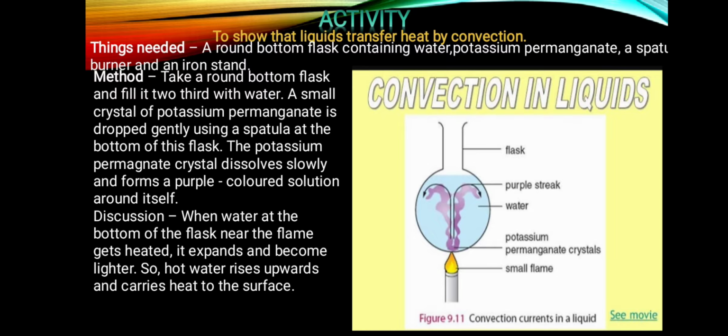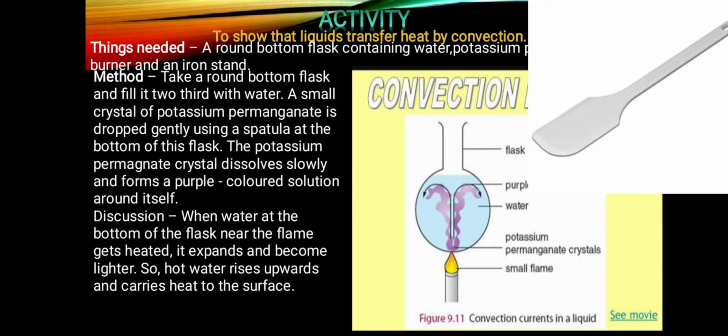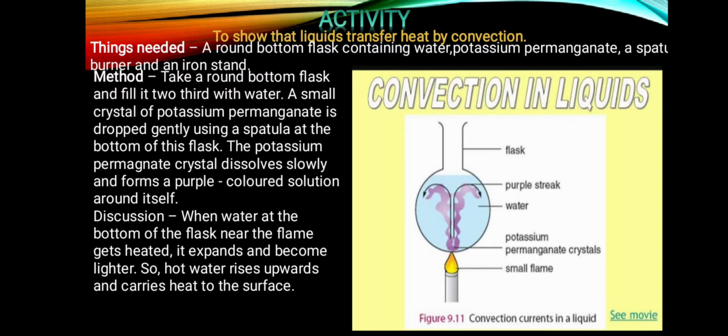For that, you will need a beaker or a round bottom flask containing water, potassium permanganate, a spatula, a burner and an iron stand. We have to take water, fill it 2/3 in a beaker. A small crystal of potassium permanganate is dropped gently using a spatula at the bottom of the flask or the beaker. The potassium permanganate crystal dissolves slowly and forms a purple colored solution around itself.